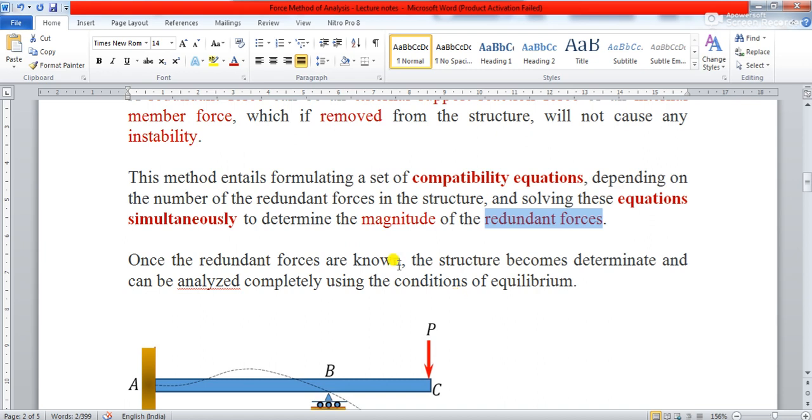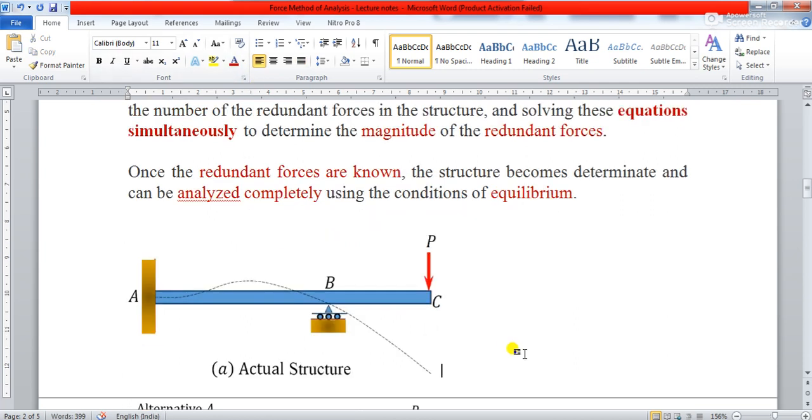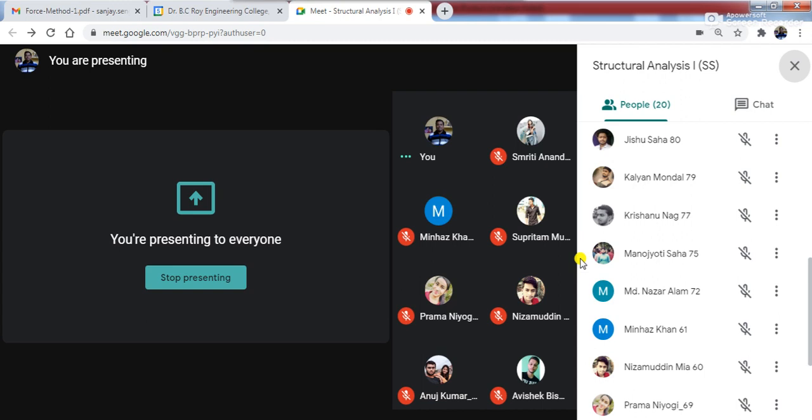Okay. So once the redundant forces are known, after that you should be able to analyze the structure completely. You should be able to analyze the structure completely using what? Using the conditions of equilibrium. So if you use the conditions of equilibrium, you should be able to solve the structure. Up to this point, do you have any doubt? So should I ask some question now?